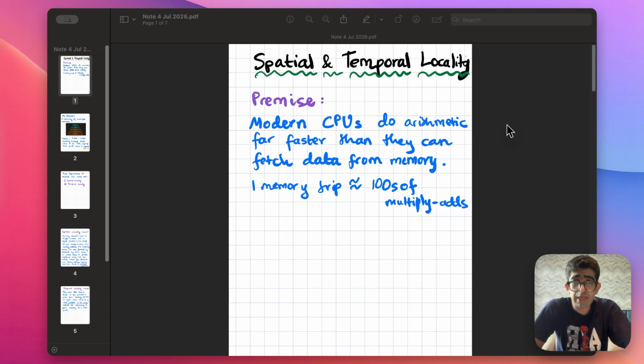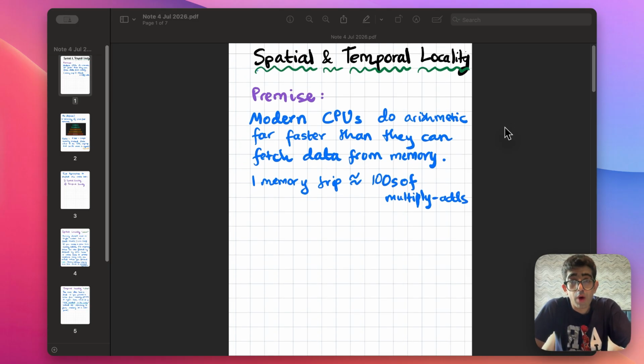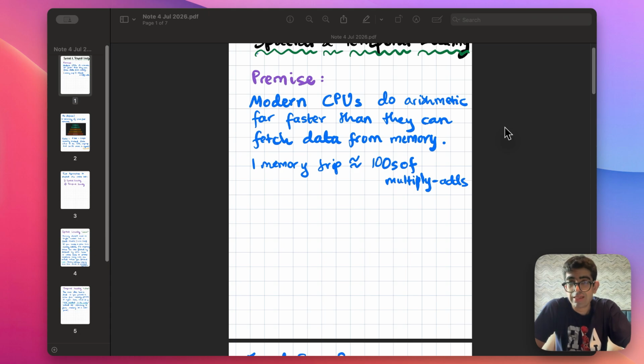So the premise, or the key idea here, is this fundamental constraint that modern CPUs do arithmetic operations far faster than they can fetch data from memory. One memory trip costs on the order of hundreds of multiply-adds. So that is essentially the scale of the problem that we're taking a look at.